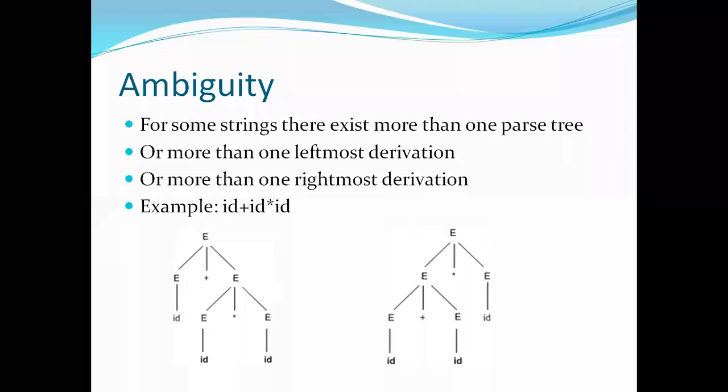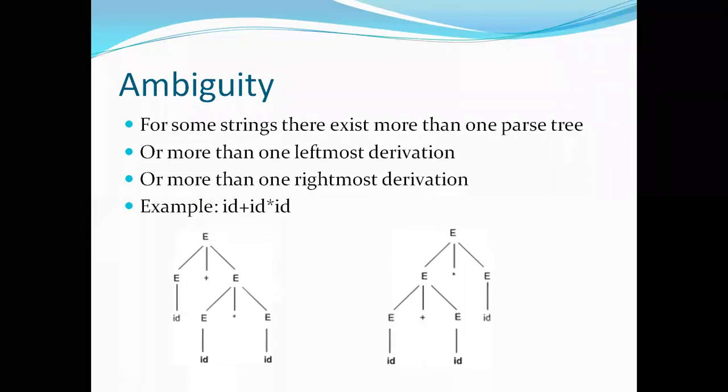In terms of formal languages and automata theory and compiler design, ambiguity means that for some strings there exists more than one parse tree. So that is the definition of ambiguity. Or there can be more than one leftmost derivation, or more than one rightmost derivation. So that is called ambiguity.